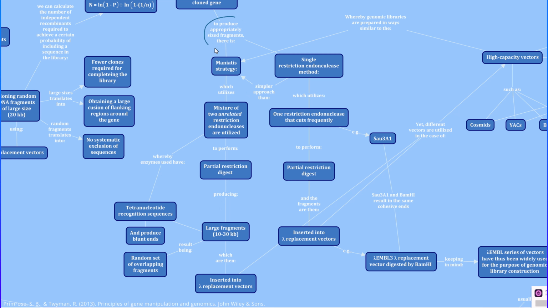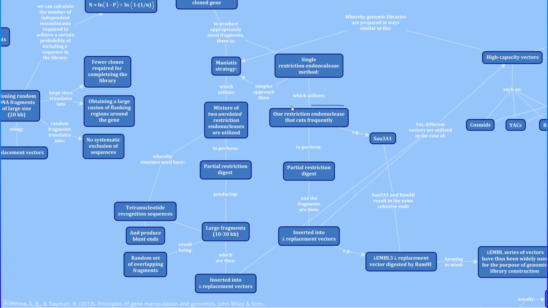Another approach to produce appropriately sized fragments is to utilize the single restriction endonuclease method. And the single restriction endonuclease method utilizes one restriction endonuclease that cleaves frequently. And so this is also used to perform a partial restriction digest. So also in the Maniatis strategy, we performed a partial restriction digest, except we used a mixture of two unrelated restriction endonucleases. What you have to keep in mind here is that then the fragments are inserted into lambda replacement vectors, similarly to what we did in the Maniatis strategy. So this is the single restriction endonuclease method and the Maniatis strategy to produce appropriately sized fragments for your cloning.